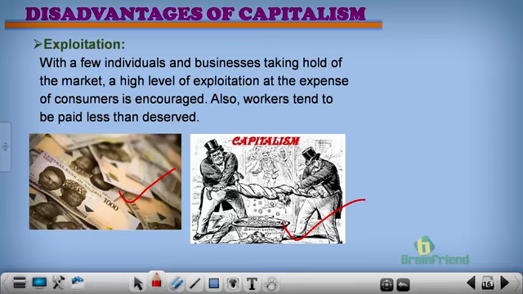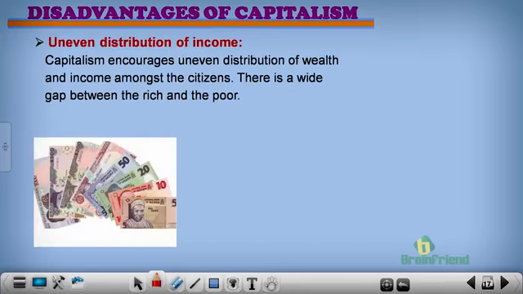Remember, we said in a free market system, they are free to fix their prices, and as such, they could increase their prices. At times, they could also exploit workers, make them work for more hours, and then pay them less than they deserve. This, actually, is a form of exploitation, seen as a disadvantage of capitalism.